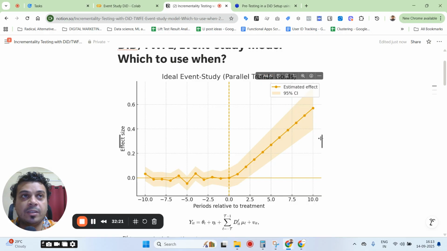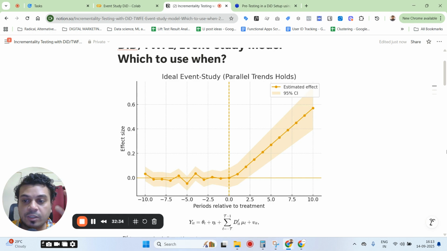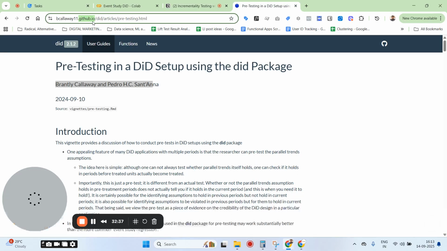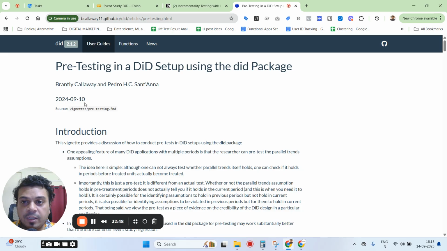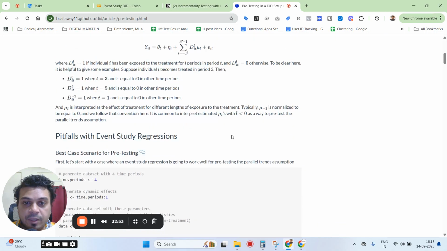So hope this was useful. I know this is quite a bit. This is, by the way, very strongly influenced by a paper on github.io by Brantly Callaway and Pedro Sant'Anna, released on 10th September of last year. You can see that precisely that equation has been given, and the code there is R code, with a very similar graph. I've given the Python version of it, because I'm far more a Python person than an R person. So that's what I've worked with here.